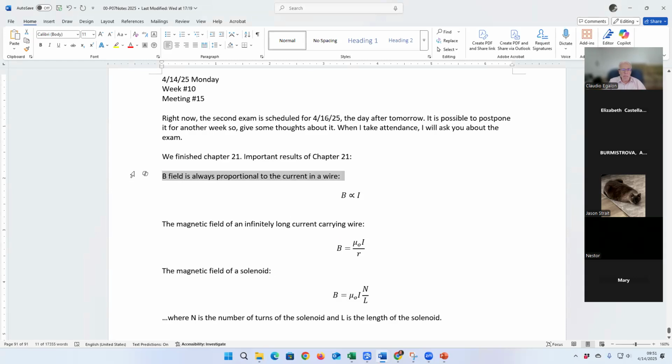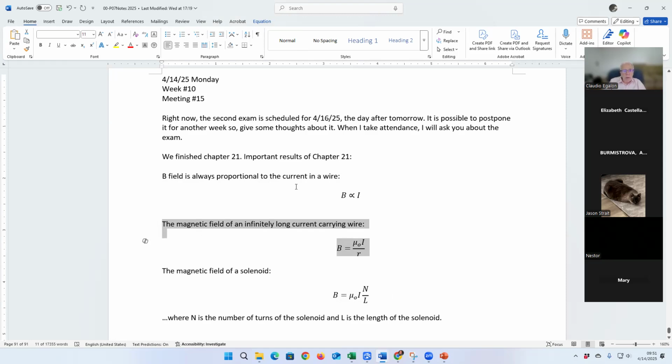The B field is always proportional to the current in a wire, and something like that can be determined from Ampere's law. The magnetic field of an infinitely long current carrying wire is mu naught I over R. The magnetic field of the solenoid is mu naught I N over L, where N is the number of turns of the solenoid and L is the length of the solenoid.